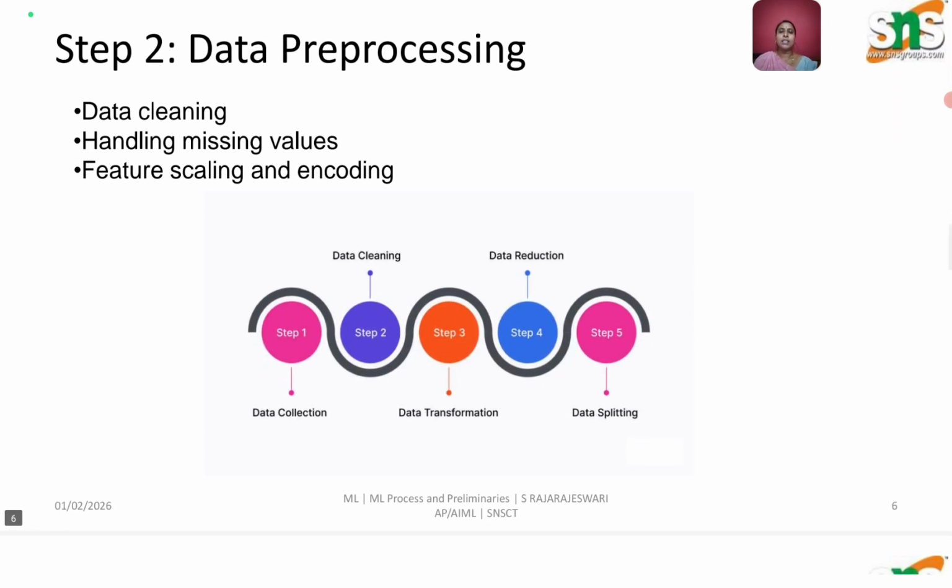The next thing is data pre-processing, which is mainly used for cleansing the collected data and handling the missing values. It is mainly for data reduction, data transformation and data splitting. We have to split the large amount of data into training data and testing data. So 80% is training data and 20% is testing data. All these come under data pre-processing.